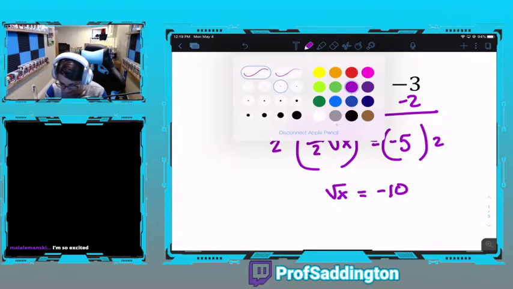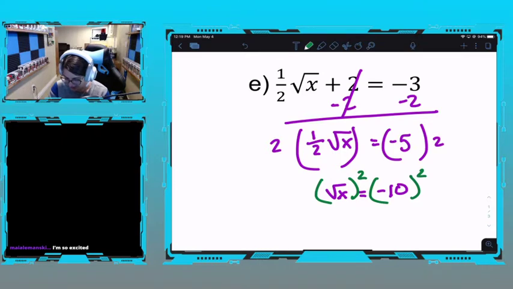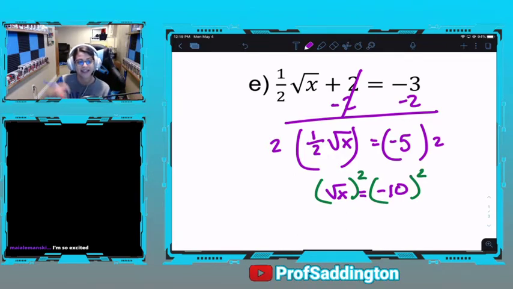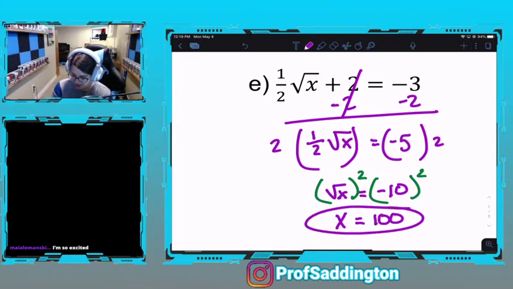And now I can finally undo the radical by squaring each side. And notice that I'm putting the parentheses around the whole negative 10 because that means I have negative 10 times negative 10. So I really have x equals 100. So be really careful there. Negative times a negative is a positive.